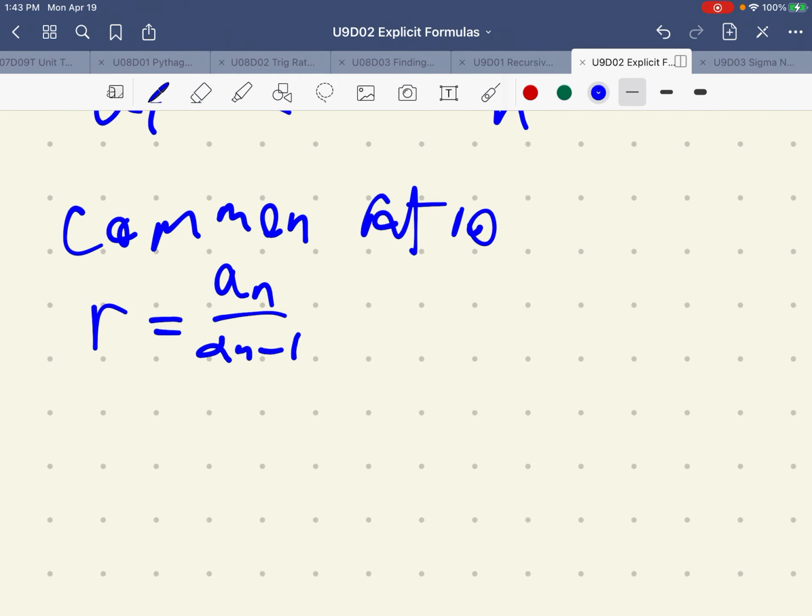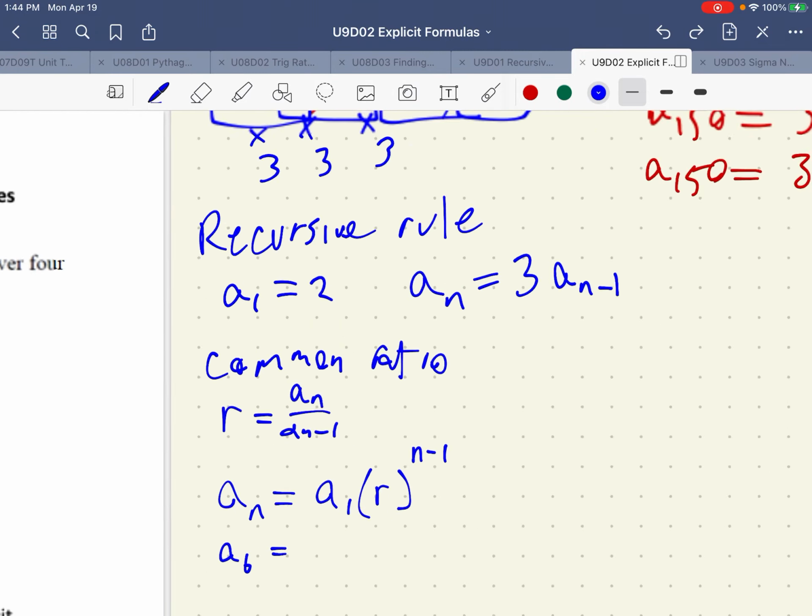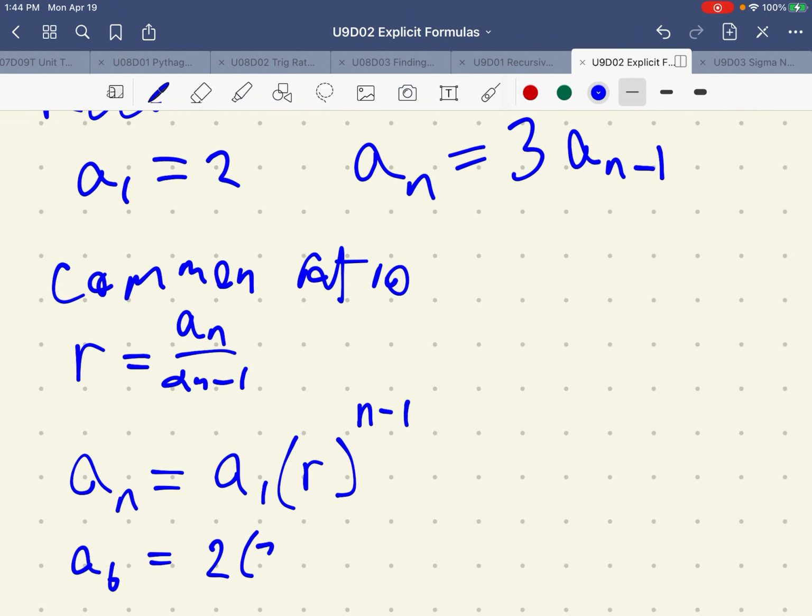So the formula for a geometric sequence is a_n can be found by taking the first number and multiplying it by whatever the common ratio is to the n minus 1 times. In other words, if I want to find the sixth term, so a_6 will be equal to the first term having been multiplied by the common ratio. And by the way, in this case, the first term was 2, and we're going to be multiplying by 3, and we're going to be doing that 5 times to get the sixth term.